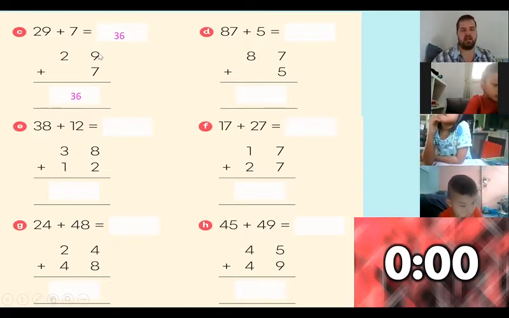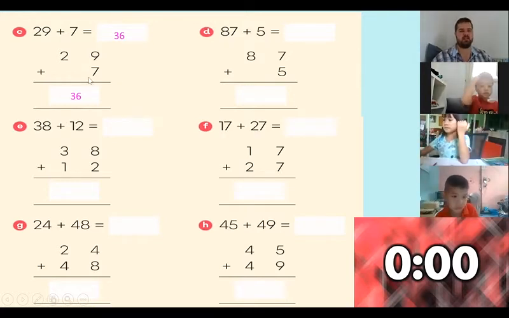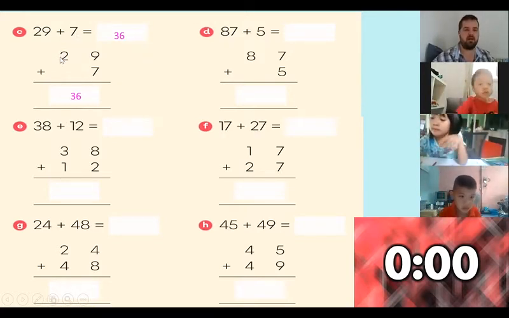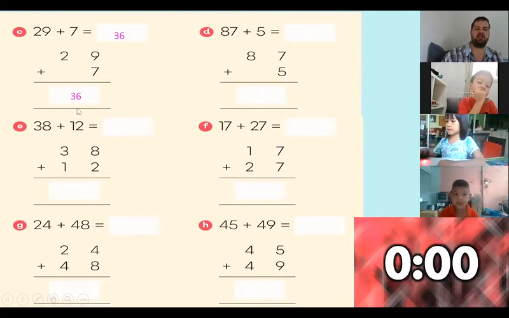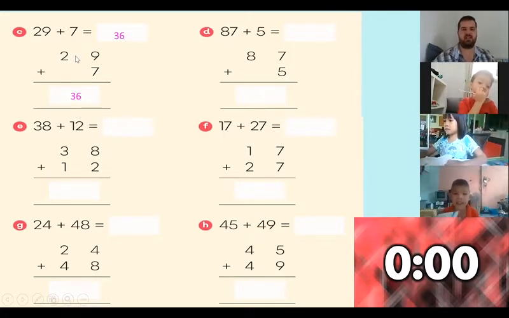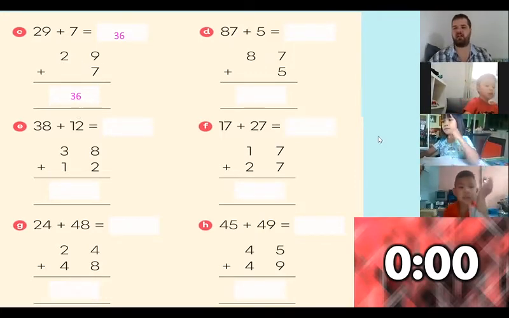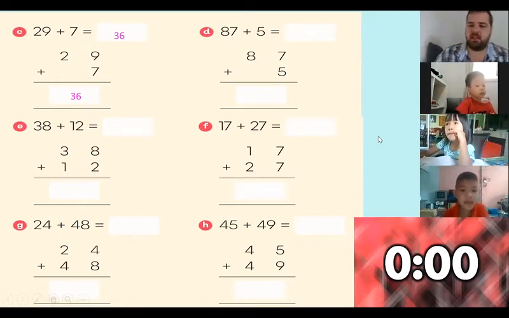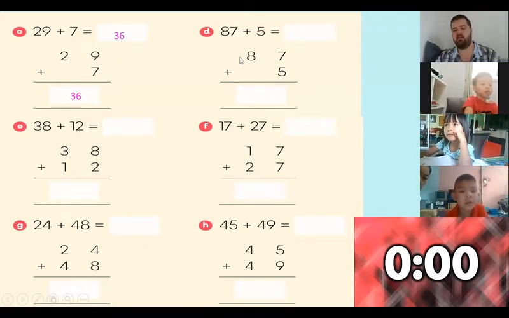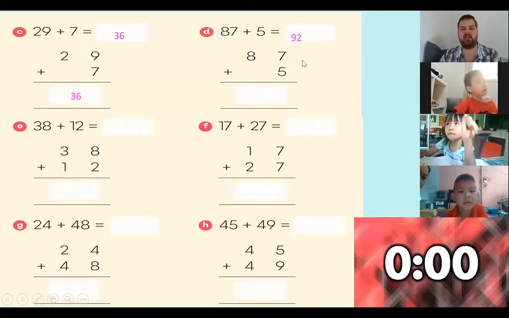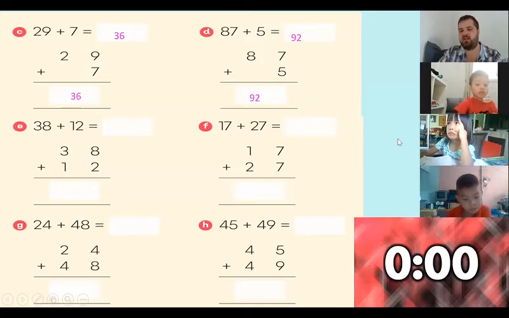So our answer is 36. 9 plus 7 is 16. We carry over the 1. And 3 plus 2 is 3, so 56. Okay, thank you. What is the answer for D? Yes, D. 92. Very good. Our answer is 92. Thank you.